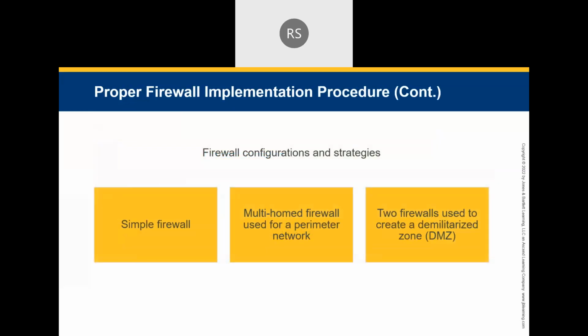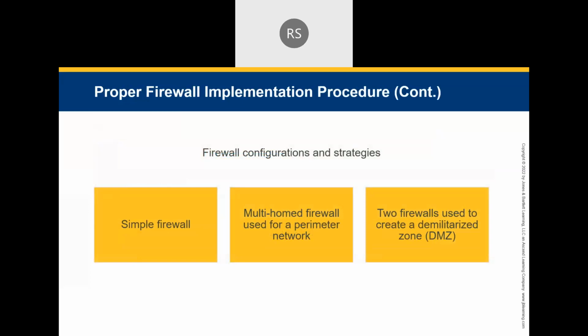Now we have a couple different firewall configuration strategies. You have a simple firewall that's a straightforward firewall setup, and that's something that's going to be suitable for basic security needs. This is ideal for a small network or home environments. That's something that's got limited complexity in the network. And this involves a single firewall device with a standard rule set.